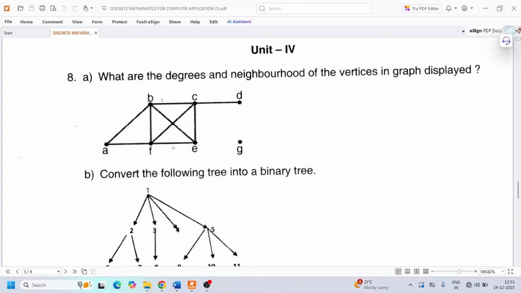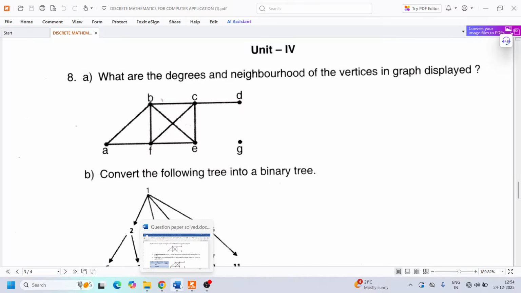For the purpose of explanation, I have taken this question paper and solved it in Microsoft Word. So all my explanations will be in the Microsoft Word. So let me start with the first question, that is question number 8A. The question number 8A is as follows. What are the degrees and neighborhood of the vertices in the graph displayed?